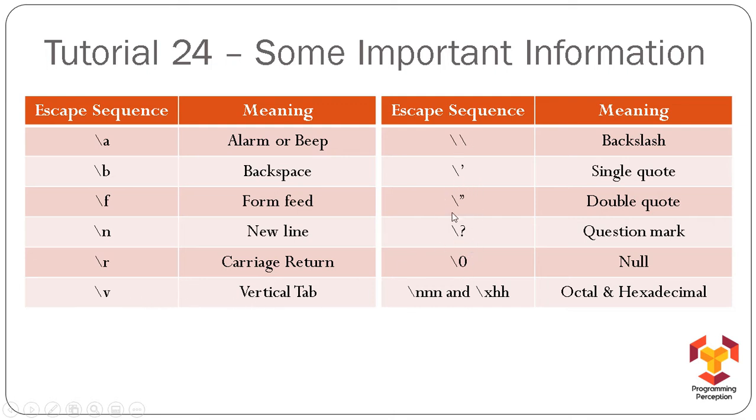Suppose you are in a string and you want to use double quotes. Definitely you can use this backslash double quotes. Suppose you want to use this single inverted comma as a character. Definitely you cannot have a single inverted comma enclosed within single inverted commas. So in that case, you can take help of this backslash single inverted comma. And similarly, when you want to print backslash itself, then definitely you will use double backslash.